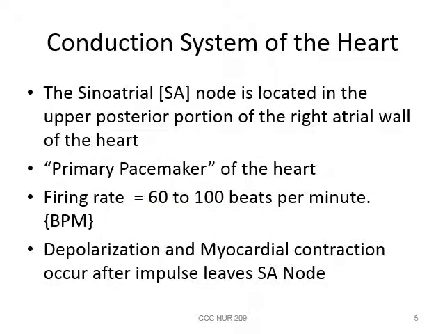So we've talked about this. The SA node is located in the upper posterior portion of the right atrial wall of the heart. It is called the primary pacemaker of the heart. The firing rate is 60 to 100 beats per minute, and it represents the depolarization of the atrium. And when that depolarization occurs, myocardial contraction occurs. That occurs with the impulses leaving the SA node.